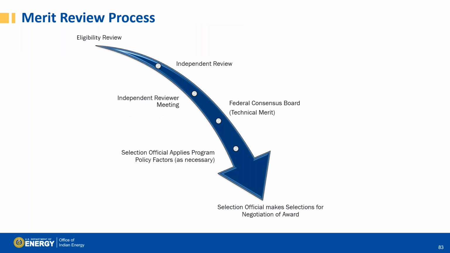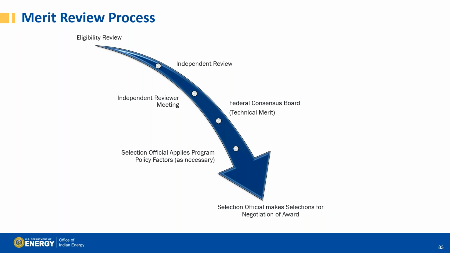This slide reflects the multi-tiered review process, which begins with an eligibility review. And if an application and applicant is determined eligible, the application undergoes a comprehensive technical review consisting of independent reviews by subject matter experts who provide ratings of document strength and weakness of each application relative to the merit review criteria published in the FOA.